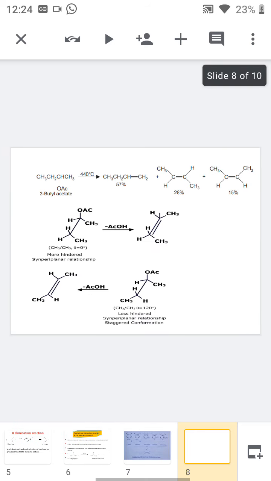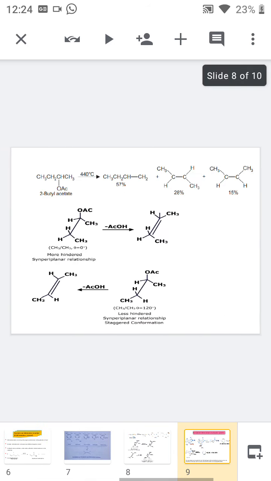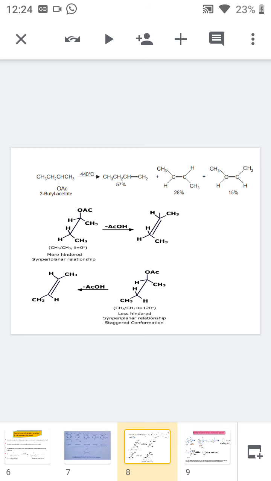Okay. Now, if a pyrolytic elimination occurs in a compound such as in this example, 2-butyl acetate as our starting material, and if we are applying high temperature like 440 degrees Celsius, we will get 3 different products. First one, here also a concerted mechanism occurs in which OAc and a hydrogen from either the CH3, that is in the terminal position, or the next alpha position, that is CH2, can be taken out. We can take the hydrogen from either CH3 or CH2.